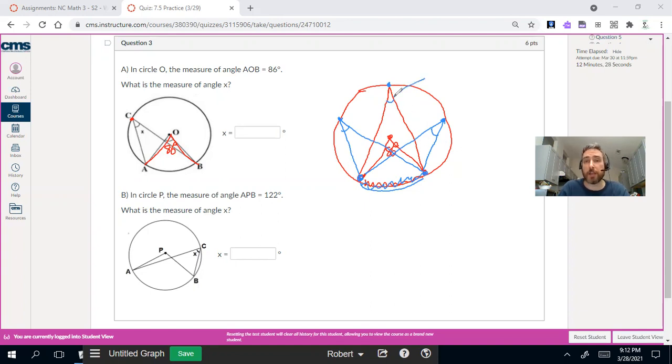So I know that this angle here in the same direction of that 86 is going to be half of the 86. So that'll be 43 degrees. So it doesn't matter if the angle's over here or over here, they're all going to be 43. So that's a 43-degree angle since that one's 86.